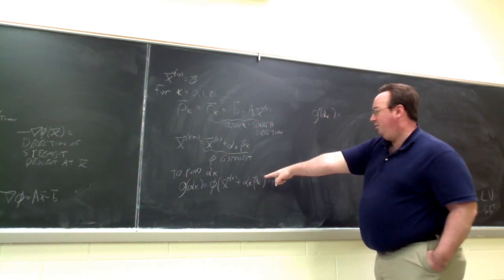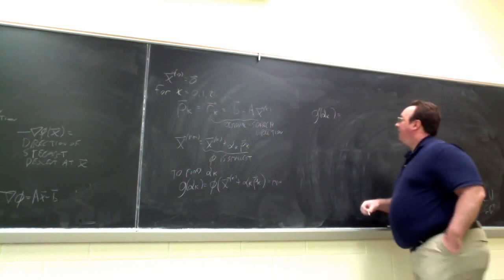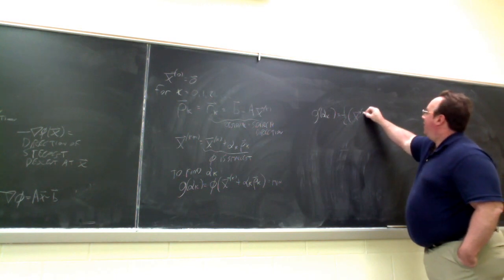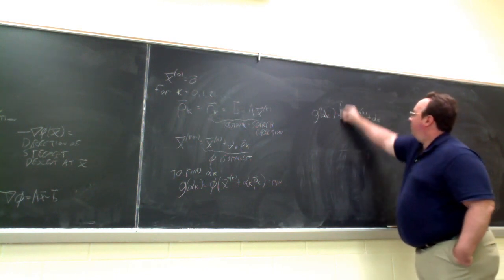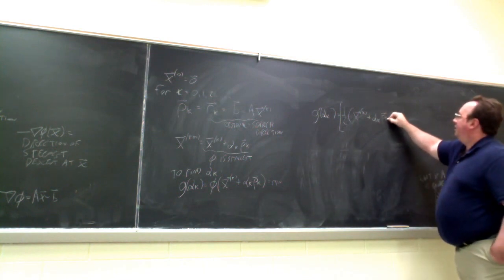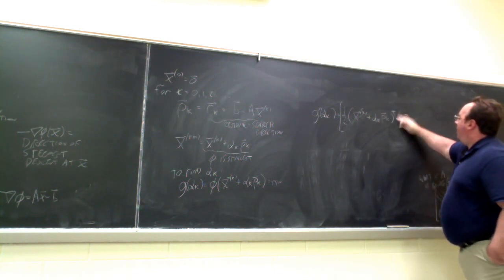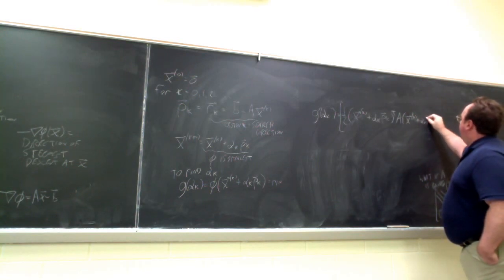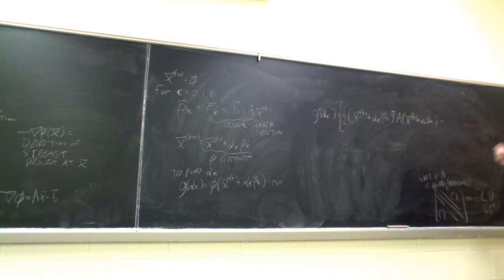Now if I substitute in what this is, it's going to be kind of messy. Okay, so 1/2 times the derivative of xk plus alpha k pk, transpose, A, xk plus alpha k pk, minus b transpose xk plus alpha k pk. All right, derivative of all of that mess.